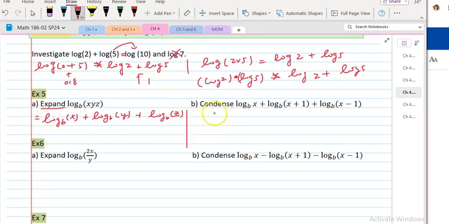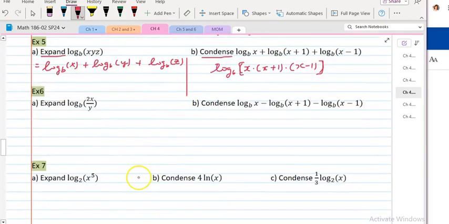What about condense? I want to condense it back. The wording they use is condense. It's basically a rewriting: log base b of x times x plus 1. Remember, it's all one log, times x minus 1. So be careful of the terminology. You have everything multiplied within one log. So that's done. You don't have to multiply it out.